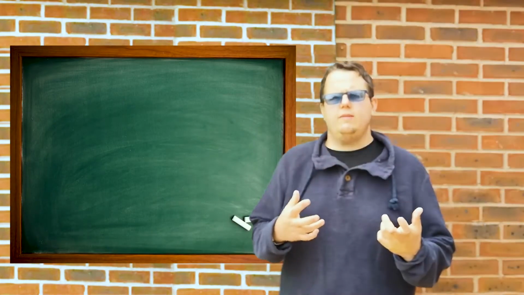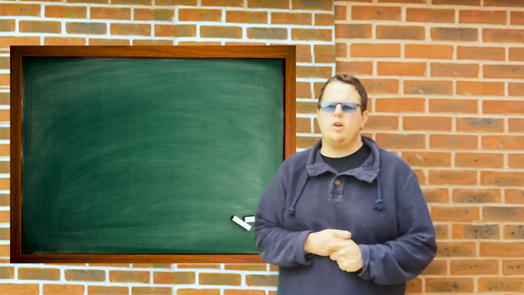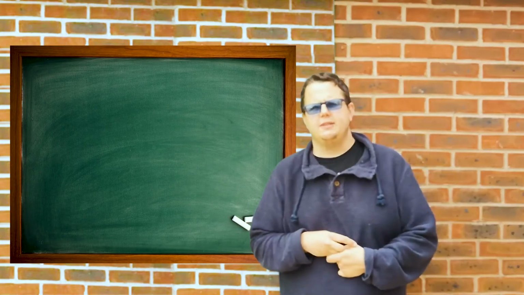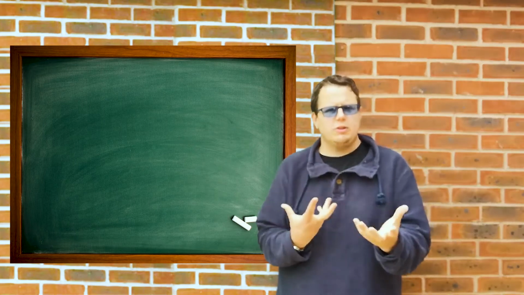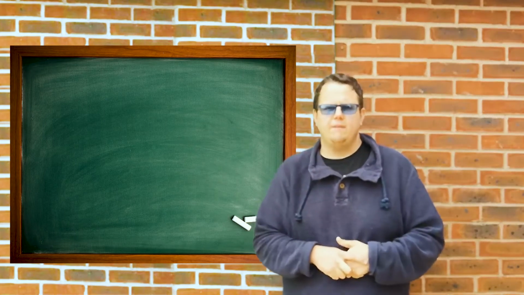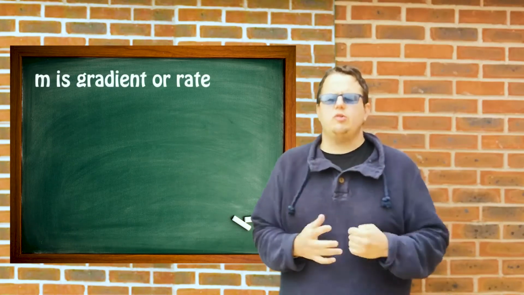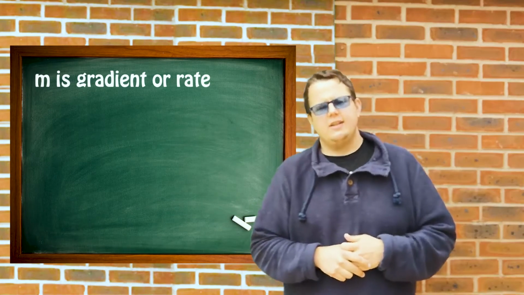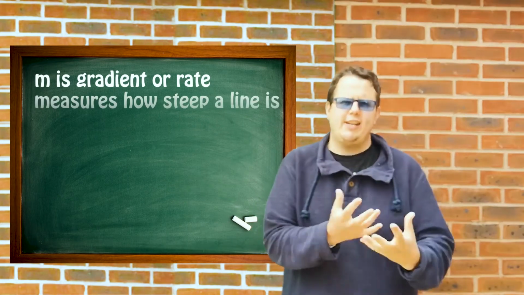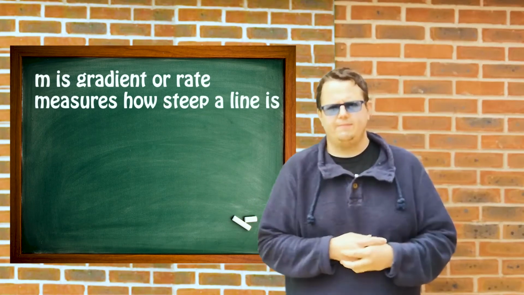So the equation for a straight line is y equals mx plus c. I mentioned before, m is gradient, but we said we were going to discuss this later. Now we're going to do that. So, gradient. What do we mean by gradient? Gradient is how steep the line is. It's sometimes referred to as rate as well, rate of change.